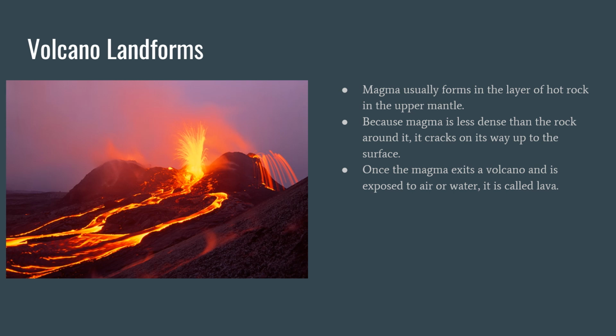Volcano landforms. Magma usually forms in the layer of hot rock in the upper mantle. Because magma is less dense than the rock around it, it cracks on its way up to the surface. Once the magma exits a volcano and is exposed to air or water, it is then called lava.